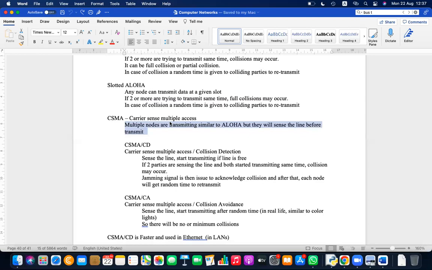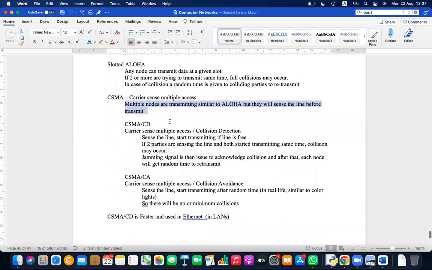Actually, that can happen in two ways. CSMA means carrier sense multiple access. That can also happen in two ways: carrier sense multiple access with collision avoidance, and with collision detection.